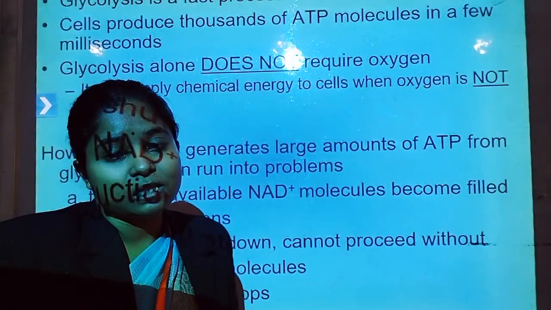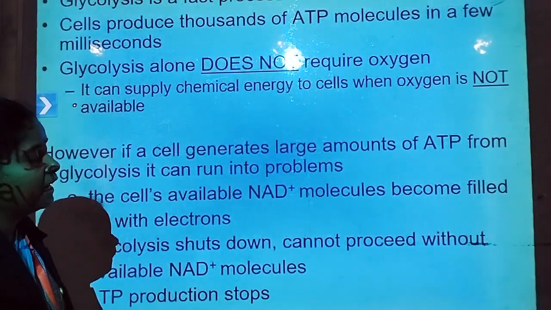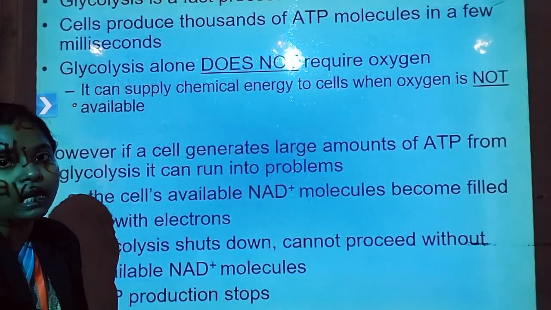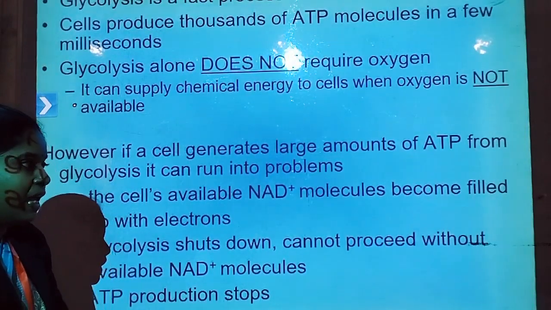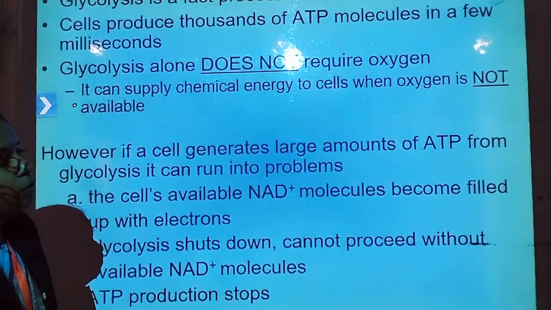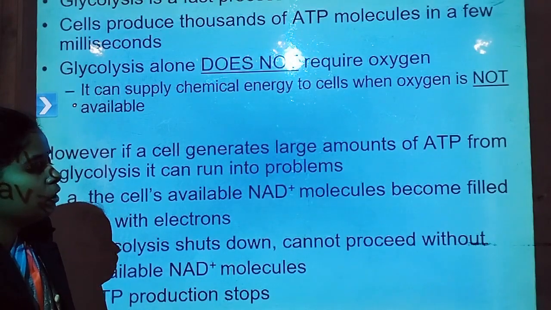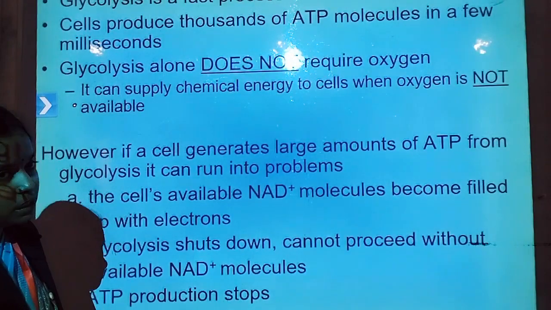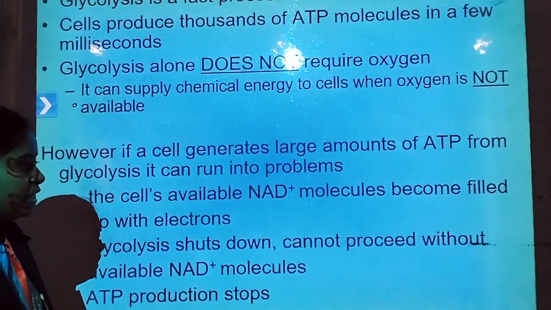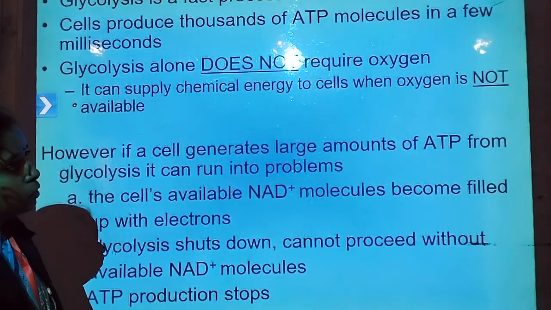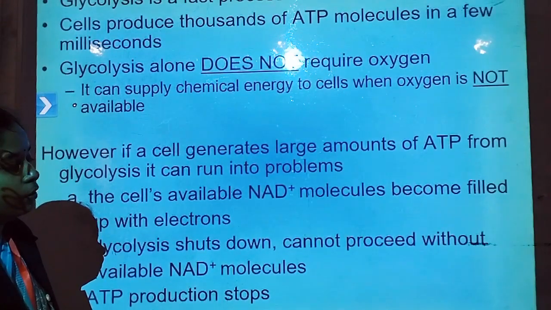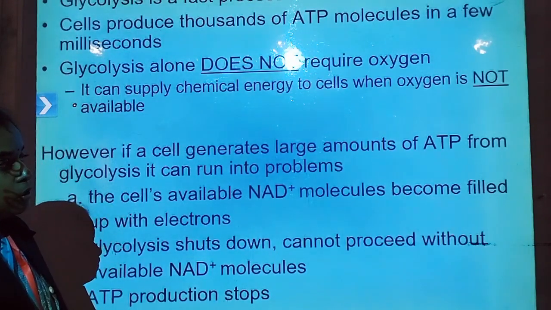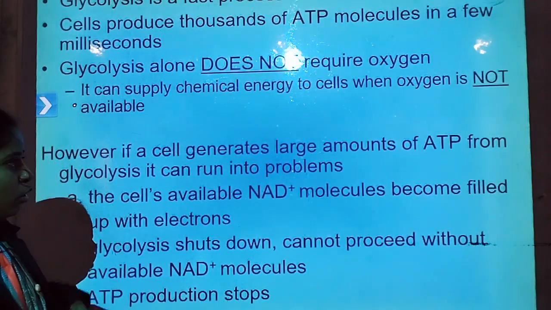So NAD plus is important for carrying the electrons which are released during the breakdown of the carbon-carbon bonds of the glucose molecule. Hence the electrons released are accepted by the NAD plus molecule, which is reduced to form NADH plus H plus, and 2 hydrogens are required for the synthesis of NADH molecule. Now in the glycolysis process, that is the aim of the reaction.